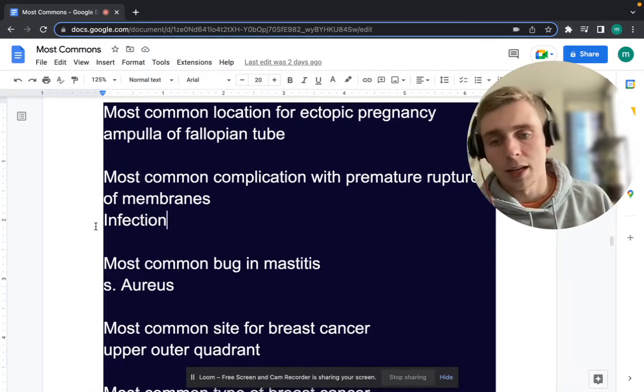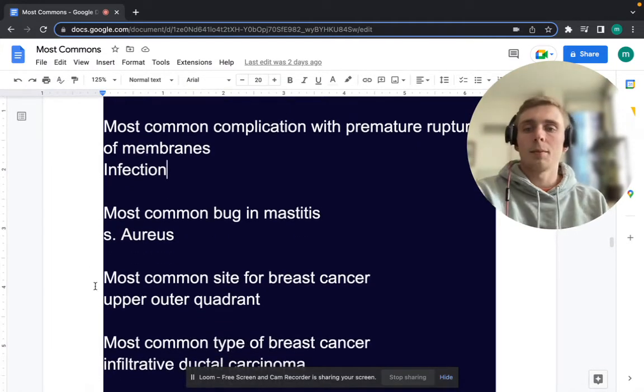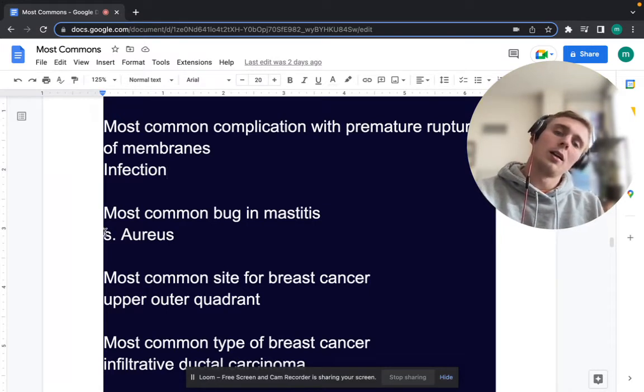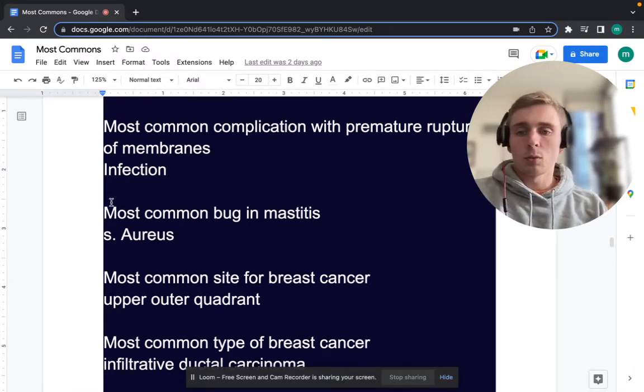Seems like a lot of GYN. So what's the most common bacteria in mastitis? Most common bacteria in mastitis is just Staph aureus.